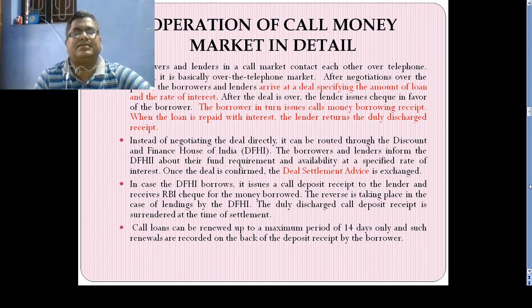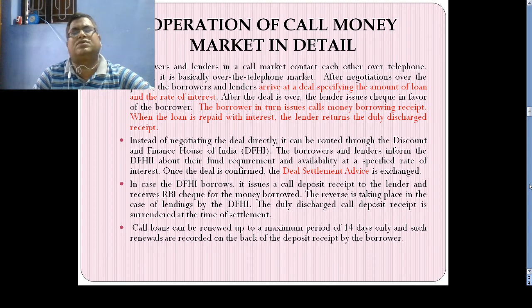There is a deal done over the phone. Borrower and lender, the two parties, contact each other over the phone. It is a telephonic market, or a telephonic way of transaction, with a certain sum of amount and a rate of interest determined. When the deal is over, the lender issues a check in favor of the borrower with the sum and rate of interest.